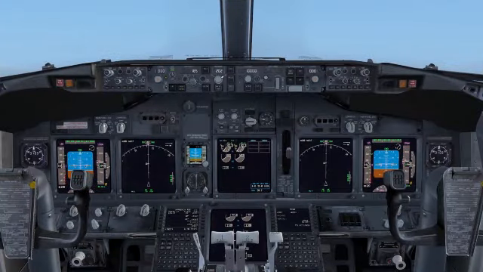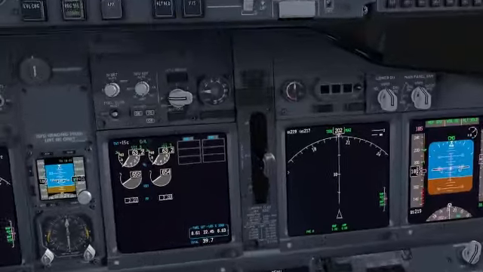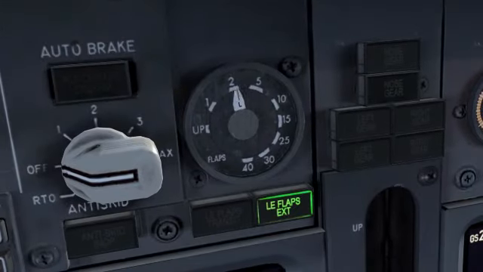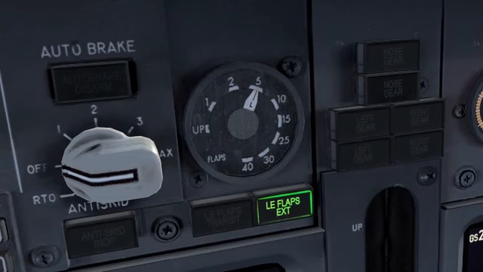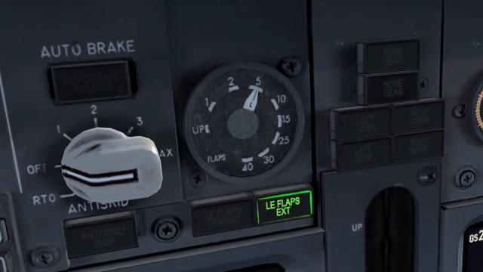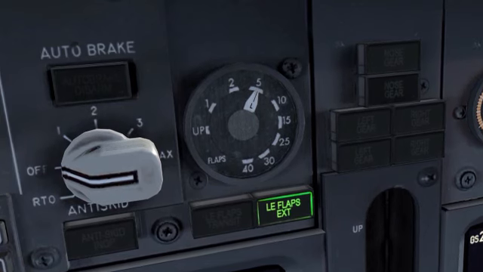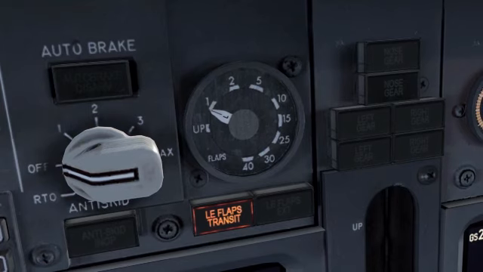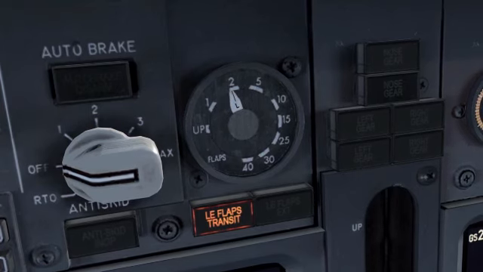Leading edge flaps and slats have two indicator lights in the cockpit, located below the trailing edge flap position indicator. Leading edge flaps extension: this light comes on when all of the leading edge flaps and slats are either partially or fully extended. And leading edge flaps transit: this light comes on when a leading edge flap or slat is not in its commanded position.